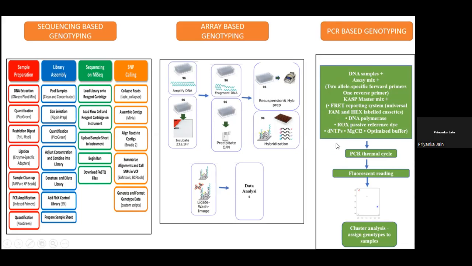Then the thermal cycling, that is the PCR run, is done, and then detection is done based on fluorescent reading, because it is a fluorescence based reading, which is detected with the dye which is labeled FAM. So detection is done. Based on where it is present, clustering analysis assigns those genotypes to the samples.